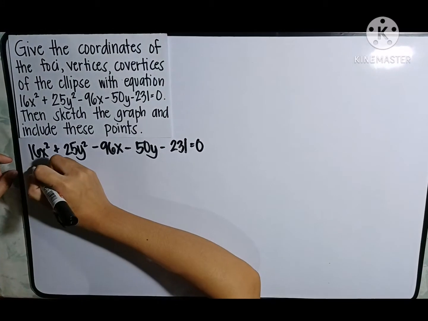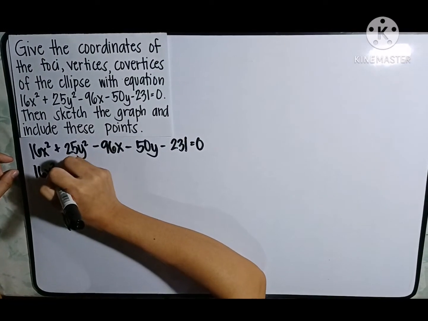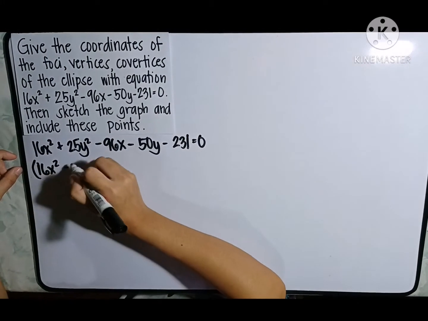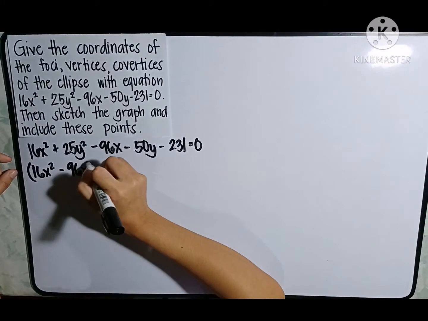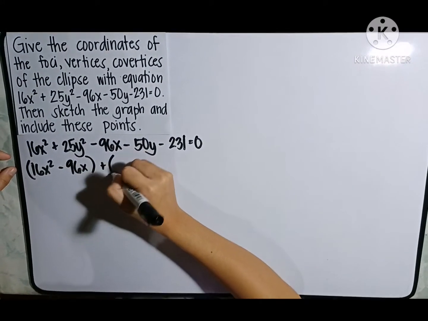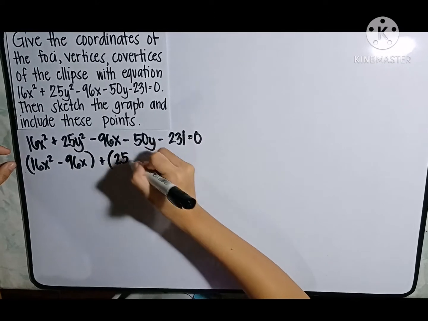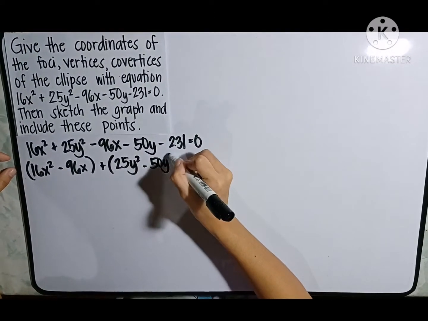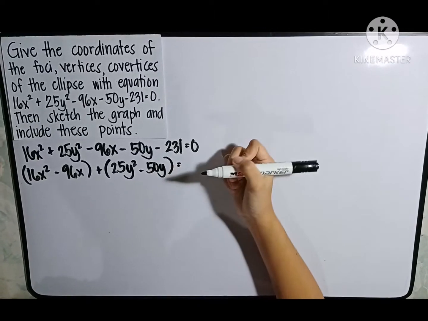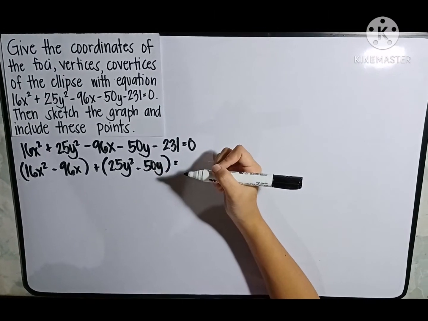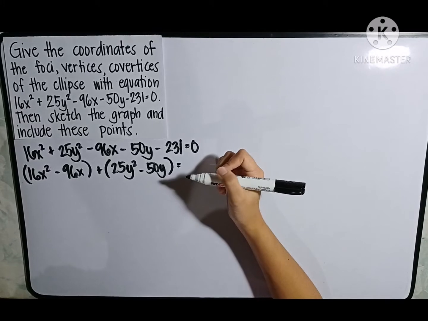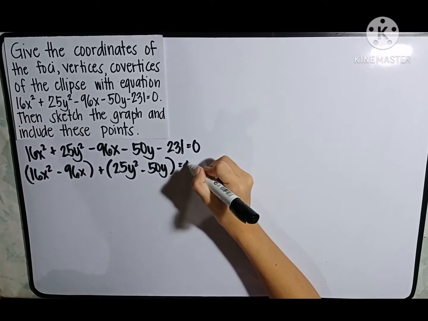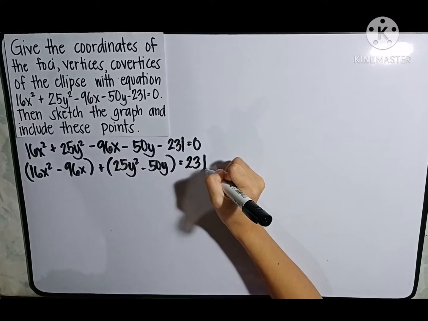Let us group the terms. 16x squared goes with negative 96x, plus 25y squared minus 50y, equals, this negative 231 will be transposed to the other side of the equation and will be positive 231.